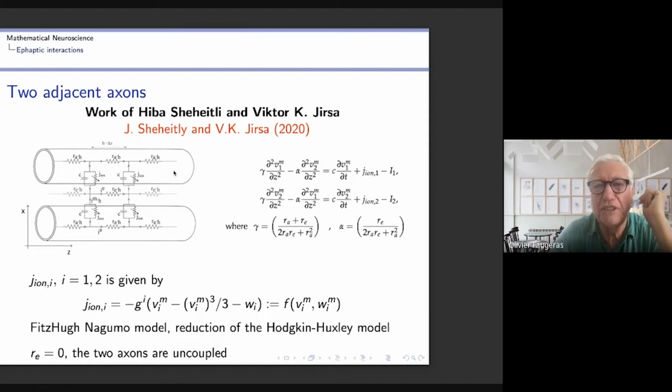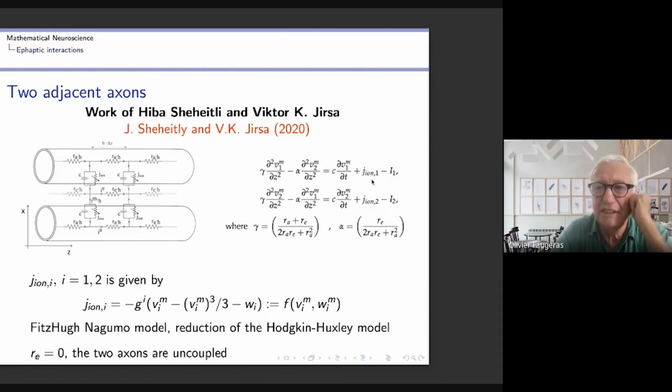So if I call V1 the membrane potential of the first neuron and V2 the membrane potential of the second neuron, they were able to derive two coupled PDEs for V1 and V2. Well, they are not always coupled. If you look at the value of the coefficient alpha, it's given by a ratio involving R sub E, the resistivity of the outside of the neurons. If this resistivity is equal to zero, there's no possible crosstalk between the neurons. So alpha equals zero and the two neurons are independent. But if it's non-zero, then there is coupling.